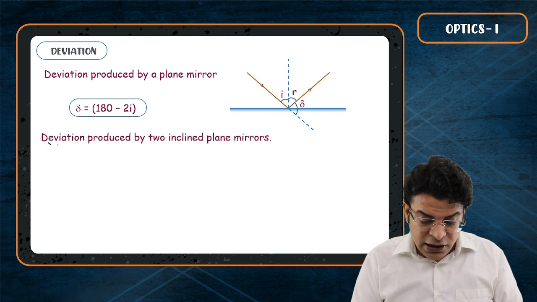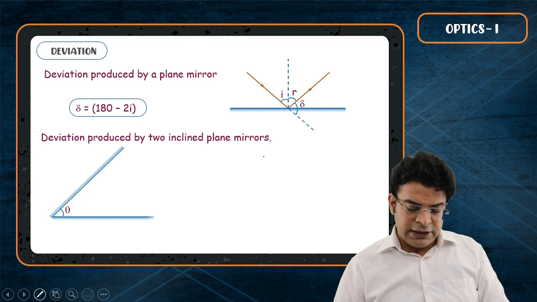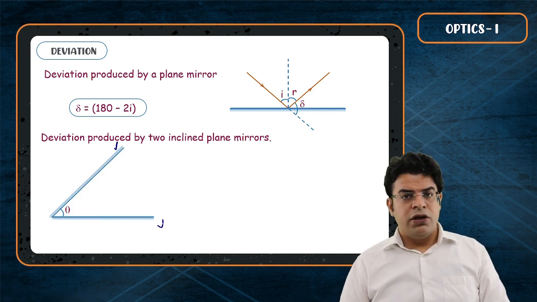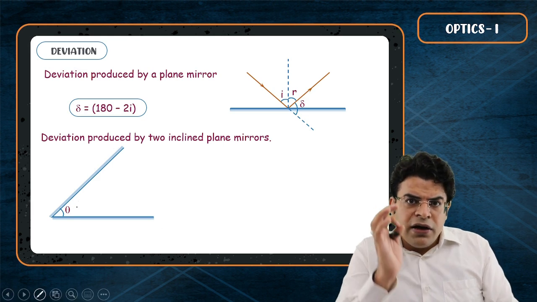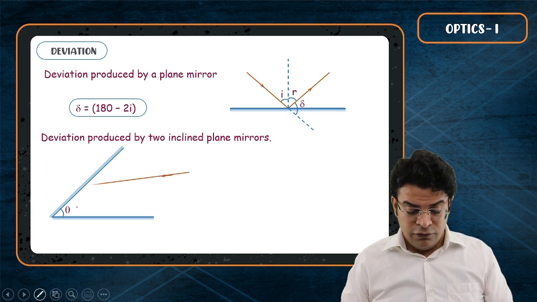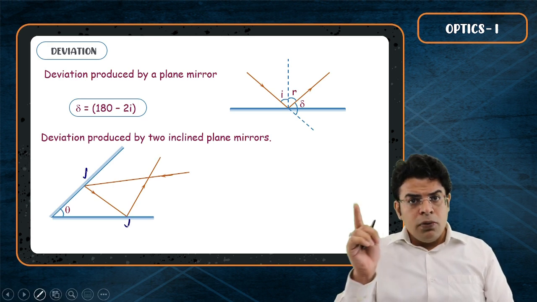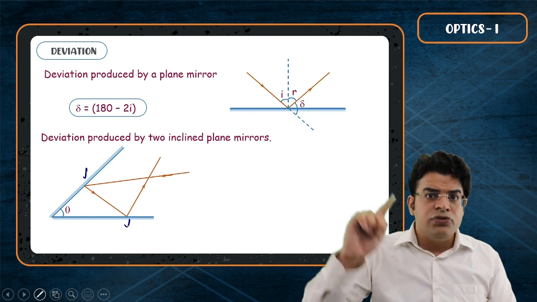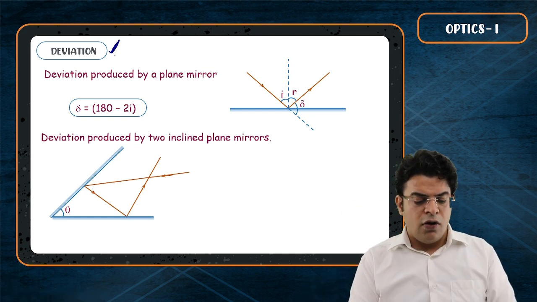The case goes like this: deviation produced by two inclined plane mirrors. Let's say you have two plane mirrors inclined to each other at some angle theta, and a ray of light is incident on one of them, and after undergoing two reflections on both the mirrors, the ray comes out. The question is, in this case, what is the angle of deviation?